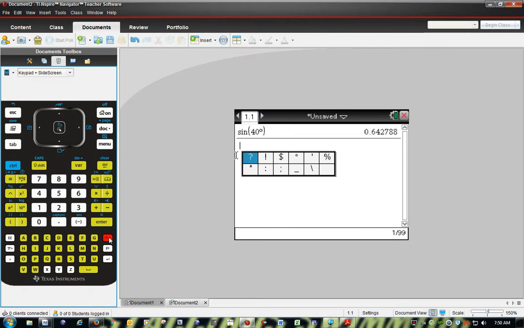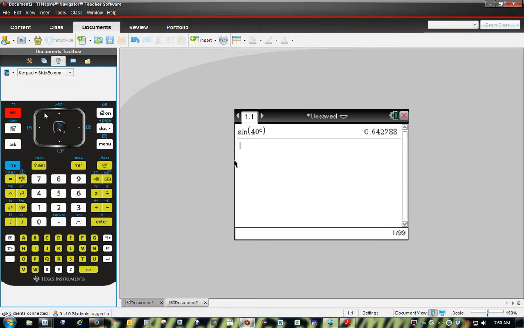Another way that you can get to the degree is by the G button down here. It has the question mark, the exclamation point. If you hit that, it has a dollar sign, and then there's degrees. It actually has minutes and seconds, but we're just dealing in degrees right now. So if you wanted to get to the degree, you can get there as well. There's a couple different ways you can go about doing that.